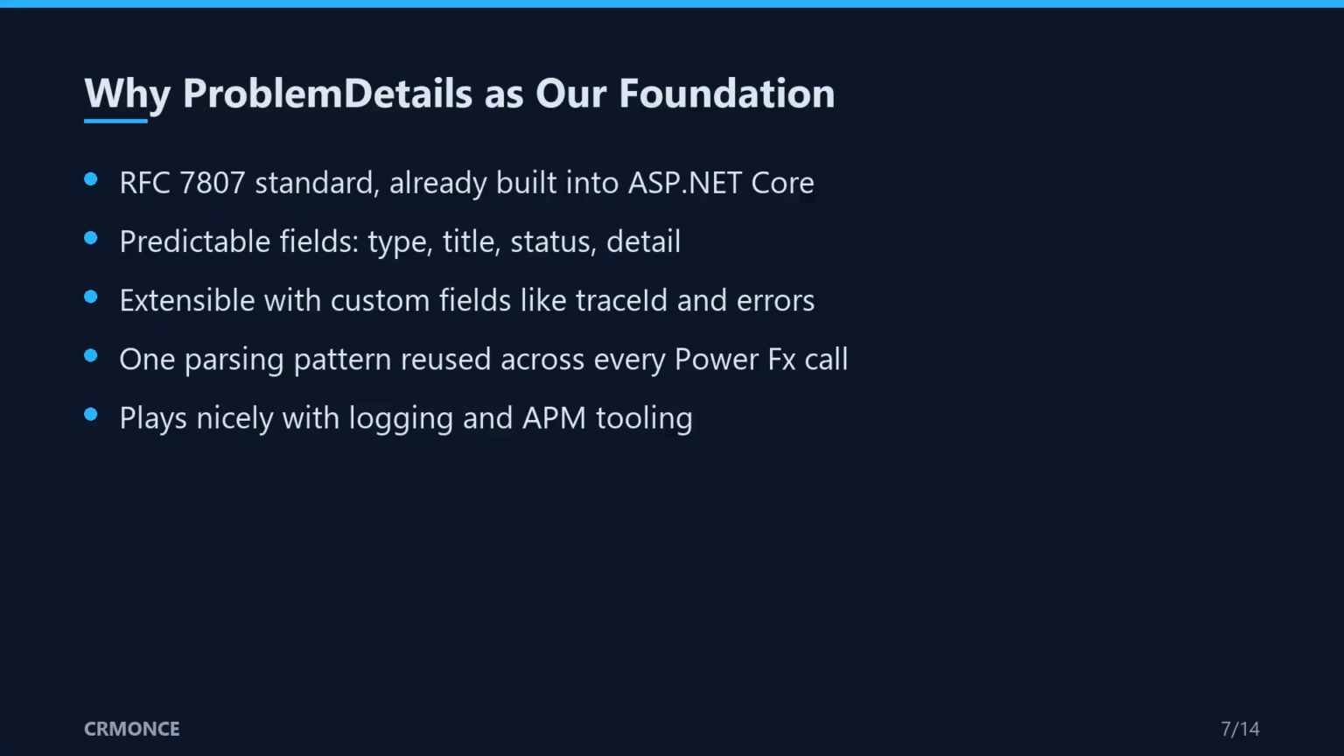Why base all of this on problem details instead of inventing our own shape? Because problem details is an RFC standard already baked into ASP.NET Core, and it gives us a predictable set of fields including type, title, status, and detail. We extend it with custom properties like trace ID and errors to carry validation specifics. This means our error contract is not some bespoke invention only our team understands. It follows an industry convention that tooling, logging platforms, and even other client SDKs already expect. For PowerApps makers, that consistency means they can write one generic parsing formula and reuse it across every API call in the app.